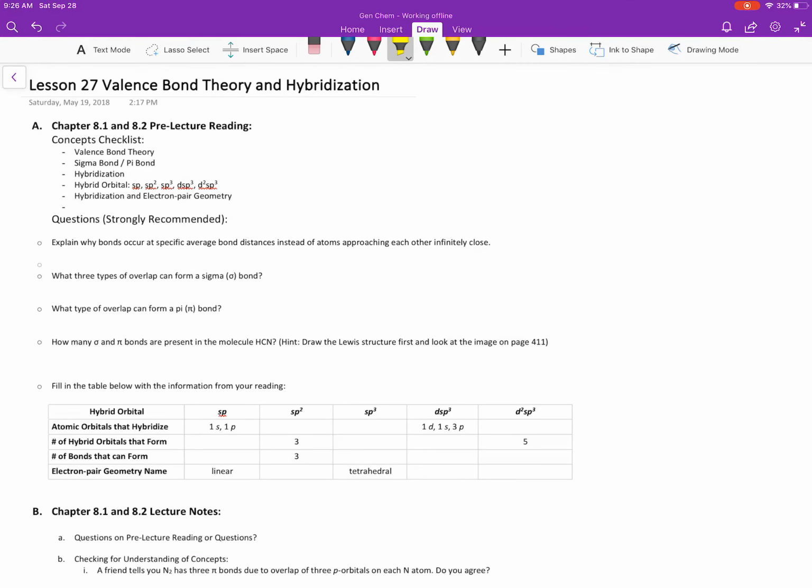Alright, so today we're going to talk about lesson 27, which is valence bond theory and hybridization. Valence bond theory really comes from the fact that if we think about drawing methane, CH4, we might anticipate that the 90-degree angle between the carbons and the hydrogens is what we would expect to see, but we know from previous lessons and molecular geometry that that's not what we see.